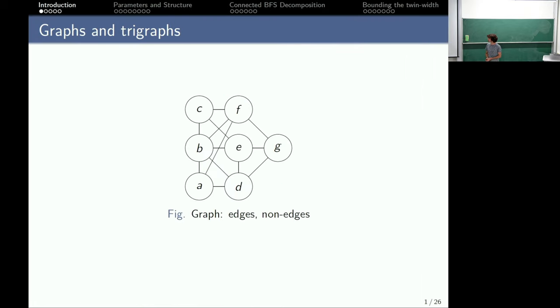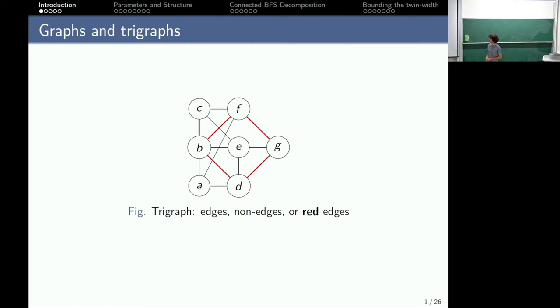Let's first start with a few definitions in order to introduce treewidth. For that, we need the notion of a trigraph. A graph is your regular vertex set with some edges or non-edges between the vertices. For a trigraph, you add an error edge, a red edge. Some edges can be red instead of black, so you have three possible relations: either two vertices are adjacent, or they are adjacent by a red edge, or they are not adjacent at all.